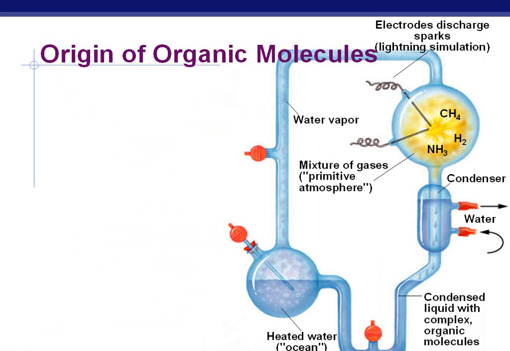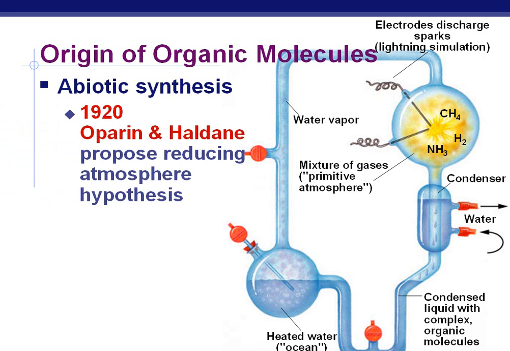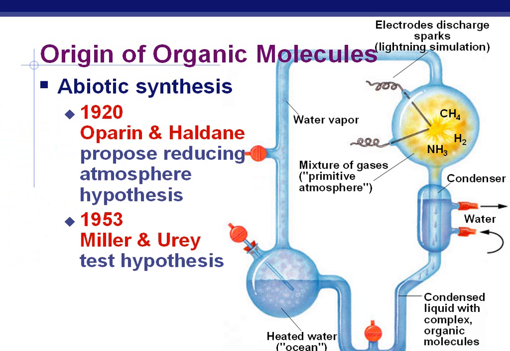This is a very highly used picture to graphically represent the Miller and Urey experiment. First, let's take a look at a couple of important ideas. The first idea, abiotic synthesis, which was the last of the three hypotheses, was first proposed by Oparin and Haldane. In 1920, they proposed that the Earth's atmosphere had a reducing effect. So with that, the Miller-Urey experiment was tested in 1953.